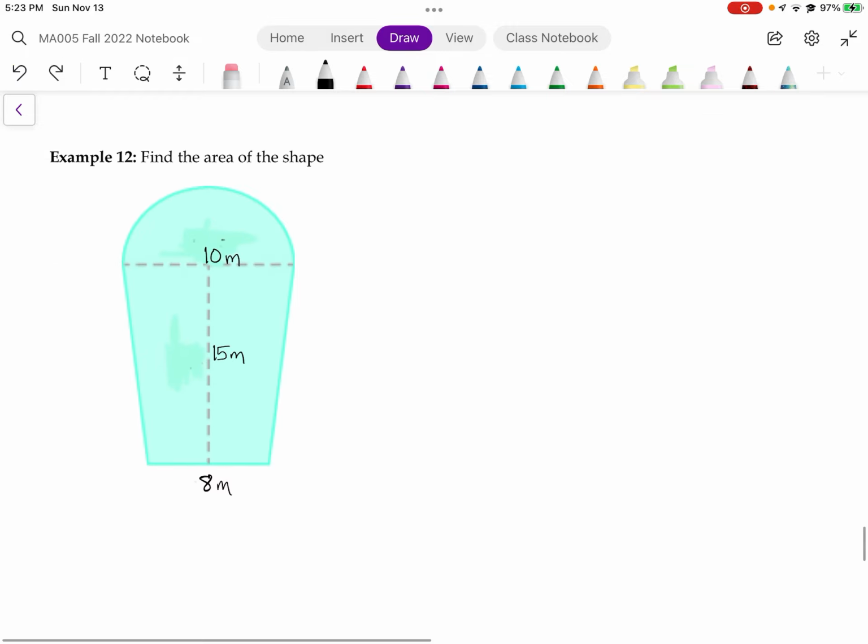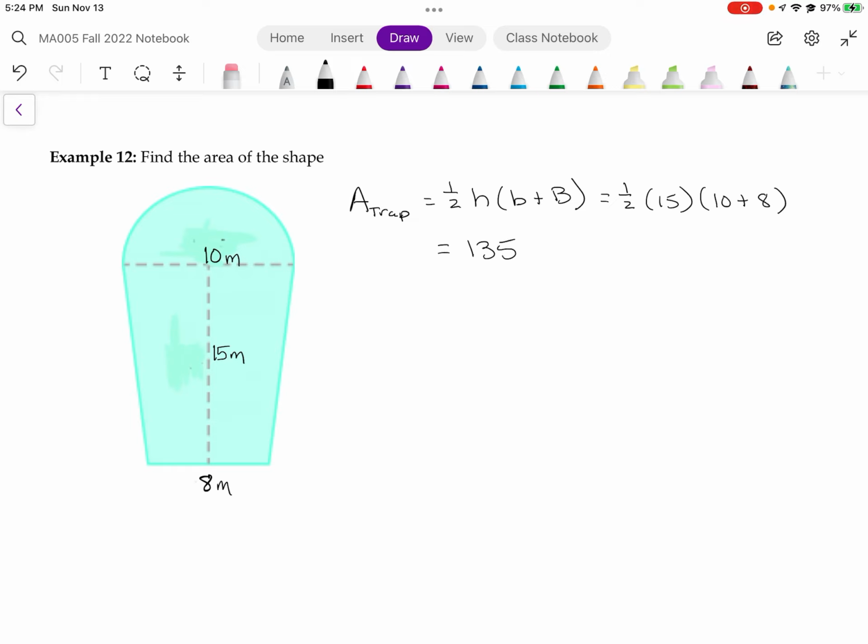All right, so the area of the trapezoid, our formula was 1/2 h times little base plus big base. I keep saying side, it's really a base. So 1/2 times 15 times 10 plus 8. Remember to do the 10 plus 8 first. That's 18 times 15 divided by 2, and that's going to give you 135. What's the unit? Well, these are meters, so the area will be meters squared.